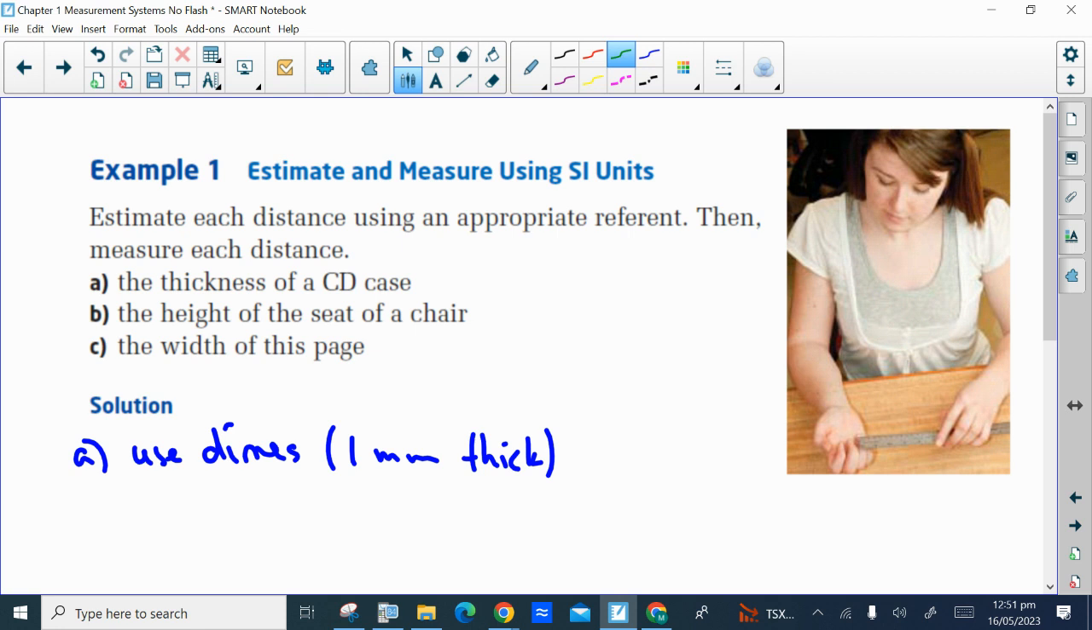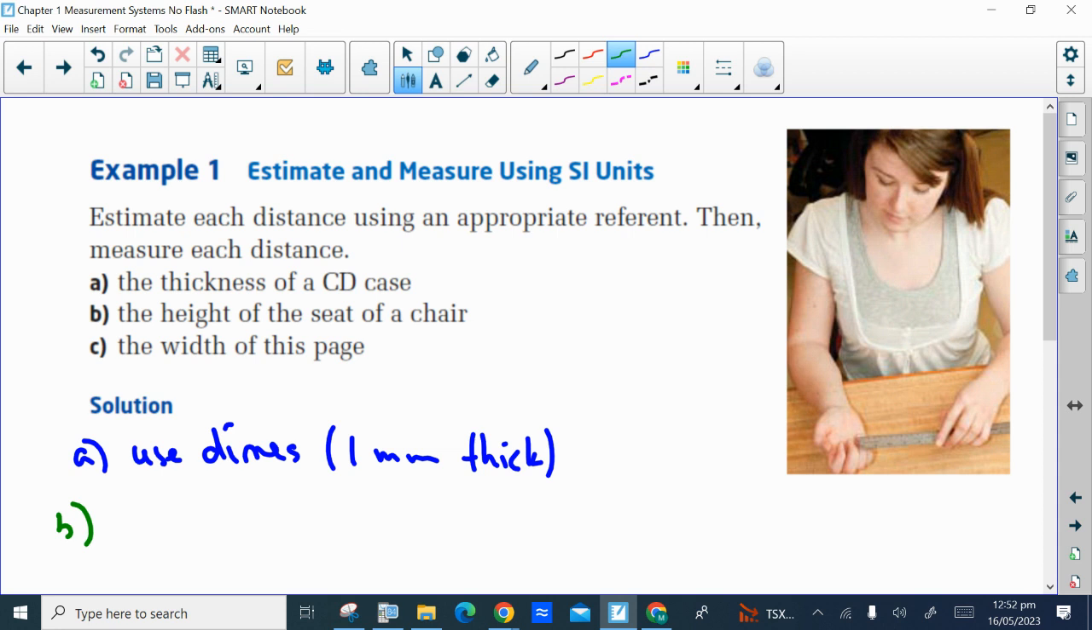The height of the seat of a chair. So maybe a good reference that you could use for this is you could take a ruler and measure, let's say, how high or how long it is from the floor to your knee. That would be fairly close to the height of a chair. If you knew how many centimeters it was from the floor to your knee, you could use that as a referent for something like the height of a chair, or something that's fairly close to that distance.